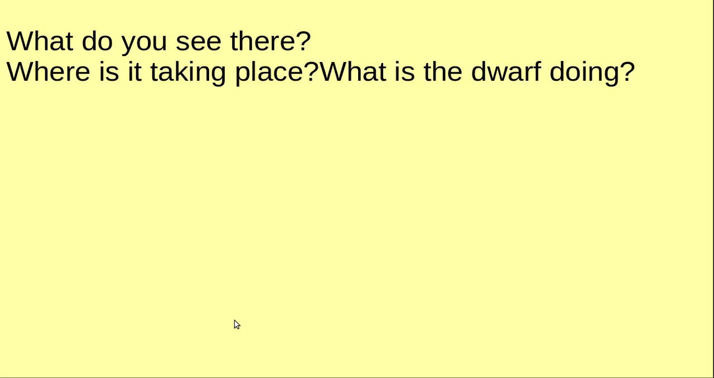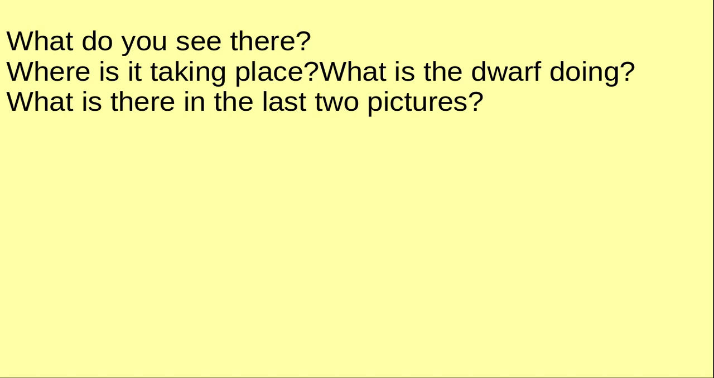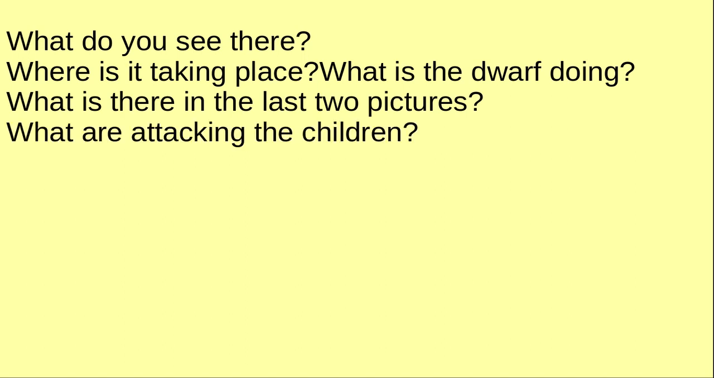The first three pictures: the setting of those pictures is, you know, a studio. Then what's the dog doing there? He is standing on his palms and his knees, just like an animal. Next, what's there in the last two pictures? I have seen some children. And what is attacking the children? Some birds. Yes, those birds are ravens, right?